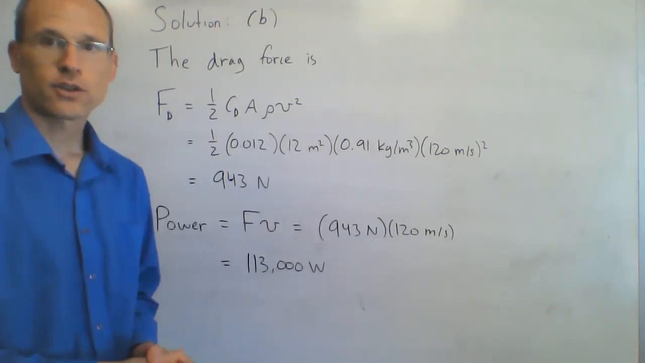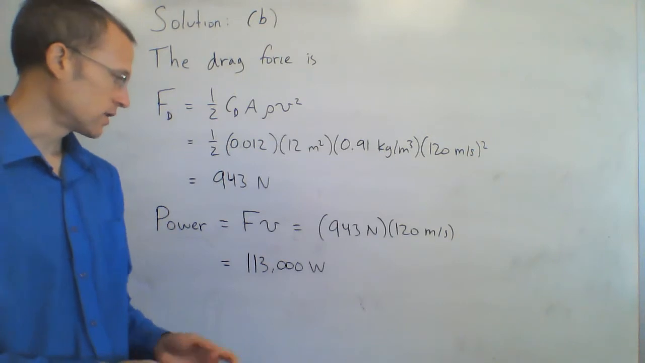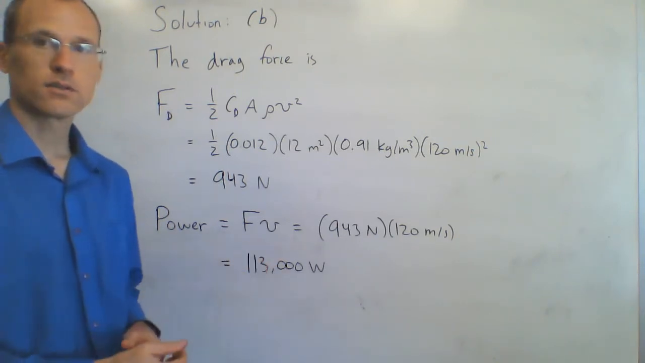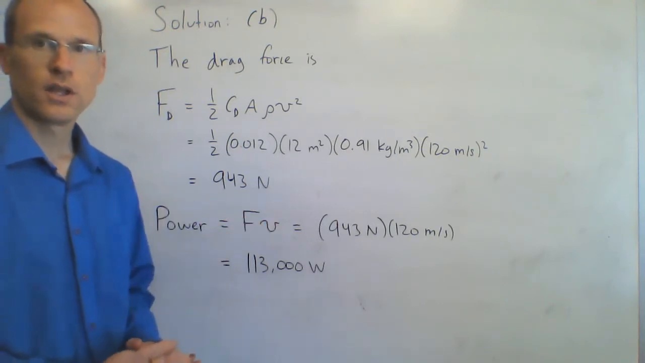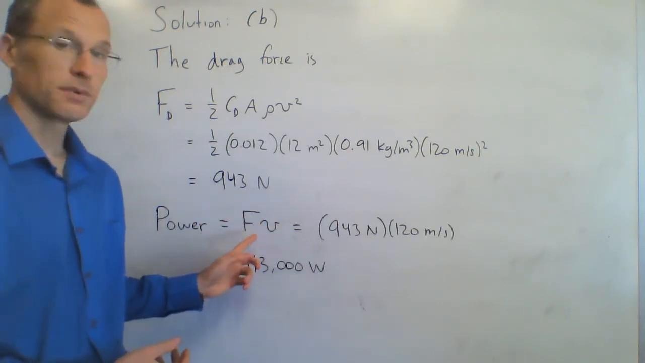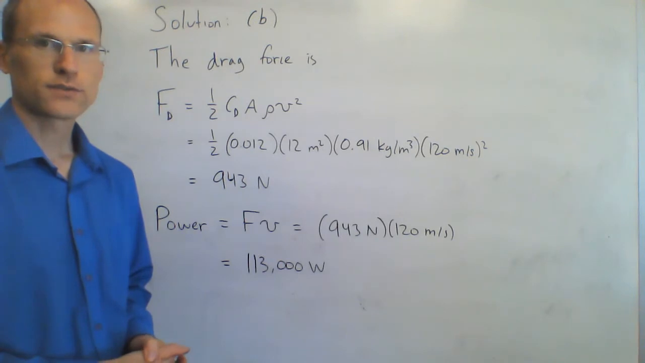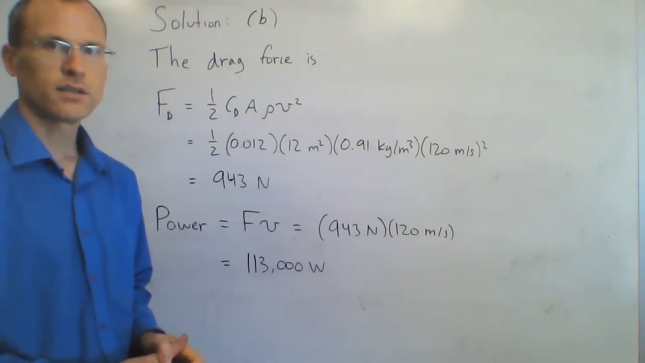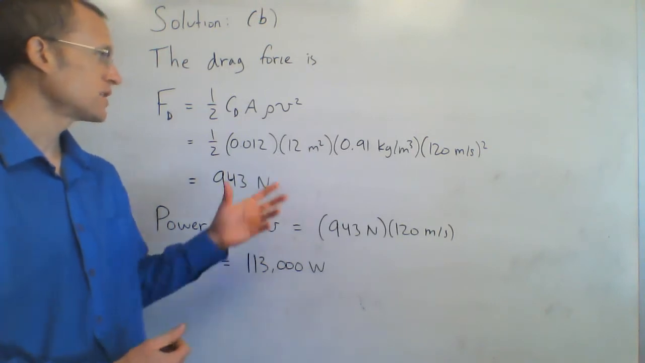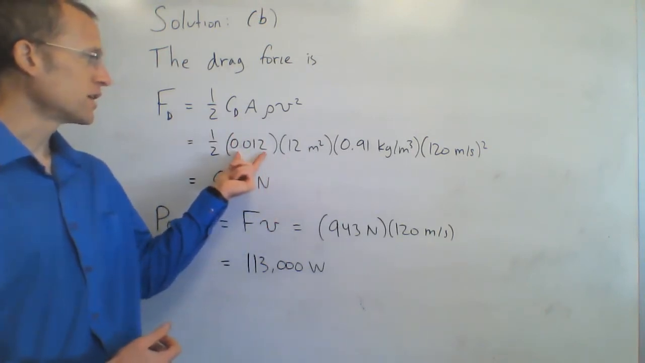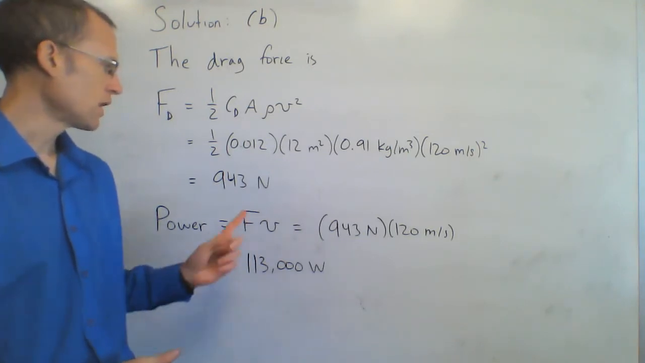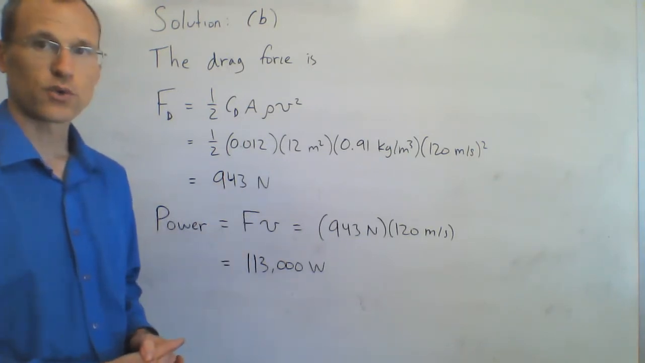And then the second part, the power. Your power is force times velocity. That's force in the direction of the velocity. My velocity is horizontal, so I want the force to be the drag force. So I need to find the drag force first. Very similar to the lift force, my drag force is 1/2 CD area rho v squared. Basically the same equation, other than now I have my CD value, 0.012, instead of the CL value, giving me a drag force of 943 newtons.